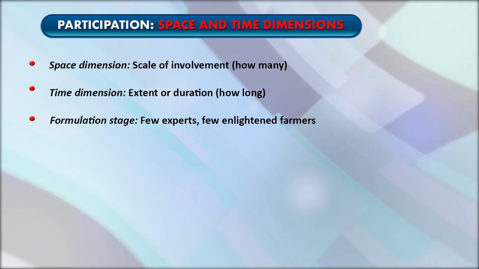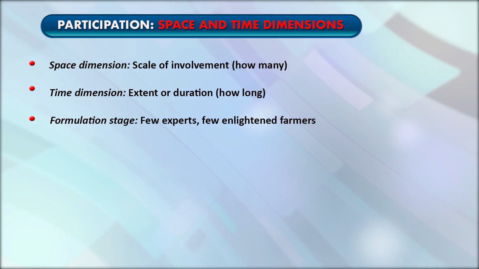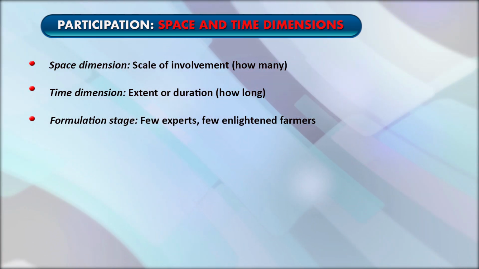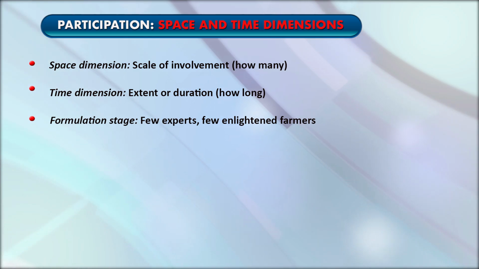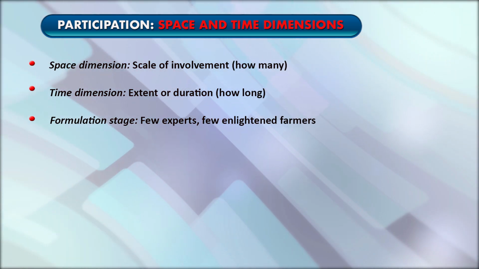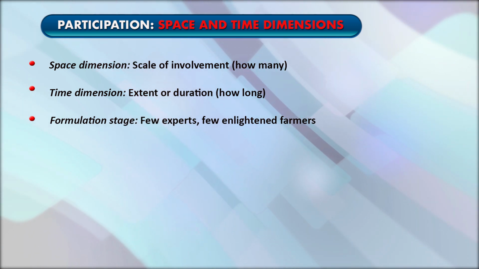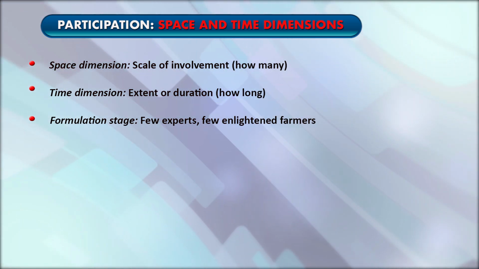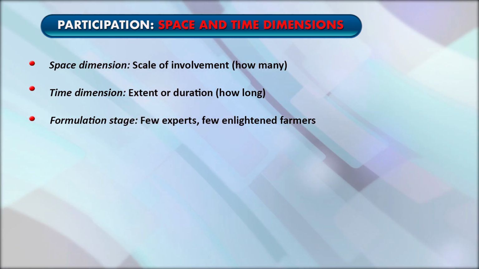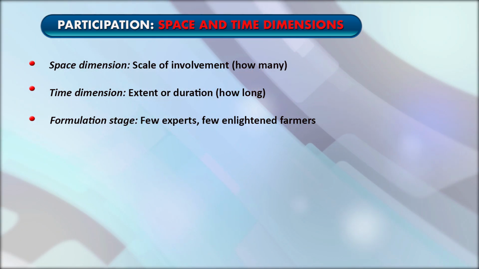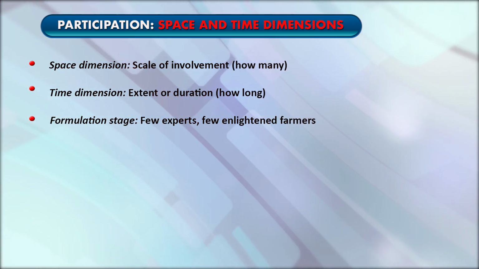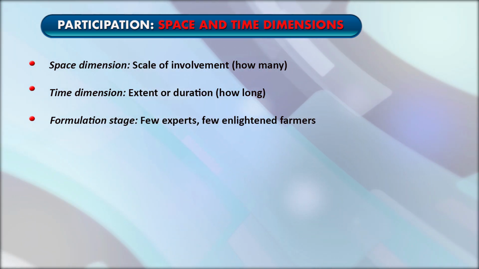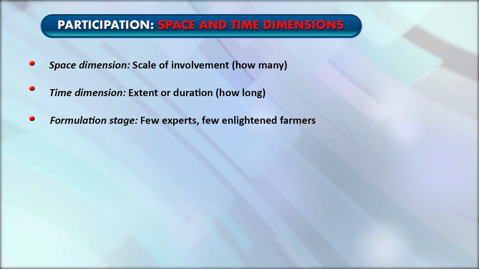In the formulation stage, generally we have a few experts of agriculture economics or agriculture science. When we talk about agriculture policy, we involve some very good eminent scientists, and there are a few enlightened farmers. They understand the agriculture situation, because they belong to the farming community and understand its problems. So generally we have a few experts and a few enlightened farmers in the formulation stage. Here we can say that in the formulation stage, the participation of farmers is low in terms of both time and space.